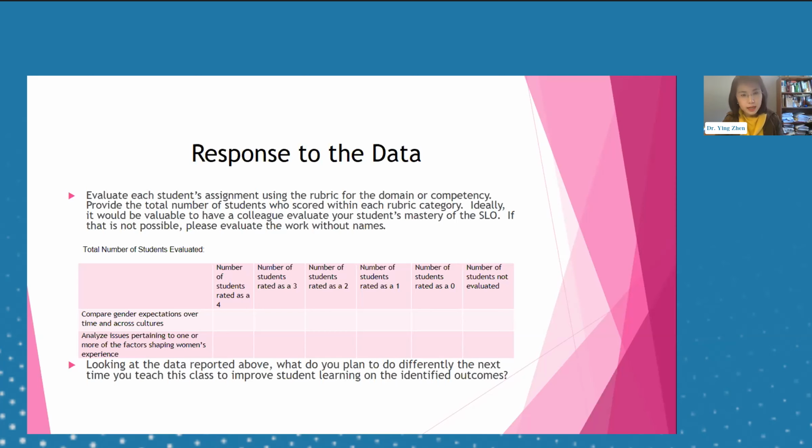So they are based on their performance throughout the semester. And then look at the data reported above. What do you plan to do differently the next time you teach this class to improve student learning on the identified outcomes? So this question encourages you to modify your teaching plan, always modifying, since we have to do this after teaching each section. So I find the second question very, very constructive.